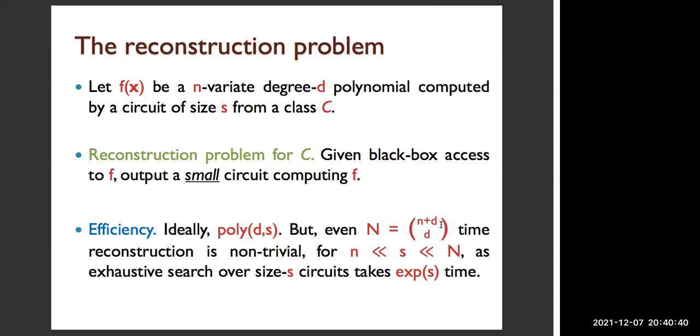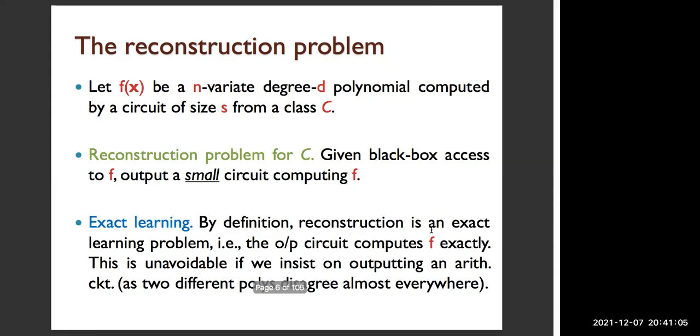Whereas the input size is again linear in n, right? So it's still not polynomial in the input size, which is like n to the d. So it's something to keep in mind, that it remains a non-trivial problem even if f is given verbosely. So we are making our life harder by giving as input only black box access to f.